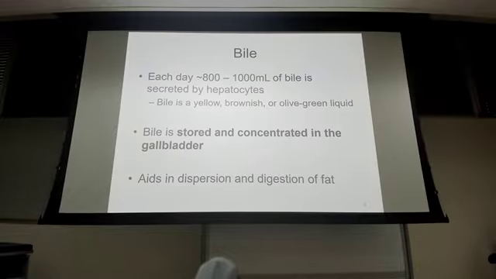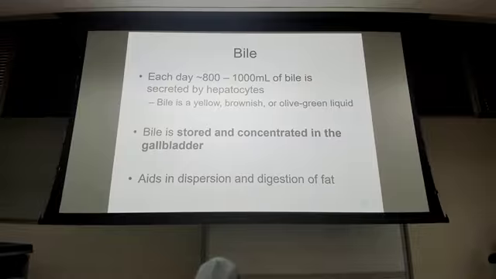The liver makes bile about 800 to 1,000 milliliters every day. And what does bile do? Yep, fat digestion and absorption. So main thing to know, pretty simple, right? Liver makes it, and where is it stored? Gallbladder, right? Liver makes it, sends it out through the bile duct into the gallbladder.